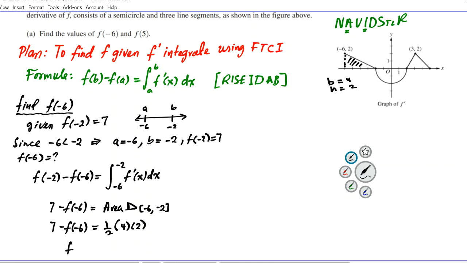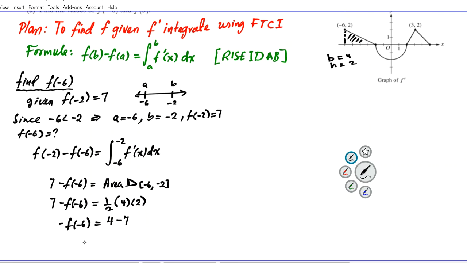So we can simplify this, the 2's cancel out, so we have 4, and then you subtract 7. Oh snap, I forgot my minus. Subtract 7 from both sides, like that. And then negative f of negative 6 is negative 3. Divide both sides by negative 1. f of negative 6 is equal to 3. So that's the answer to the first part.